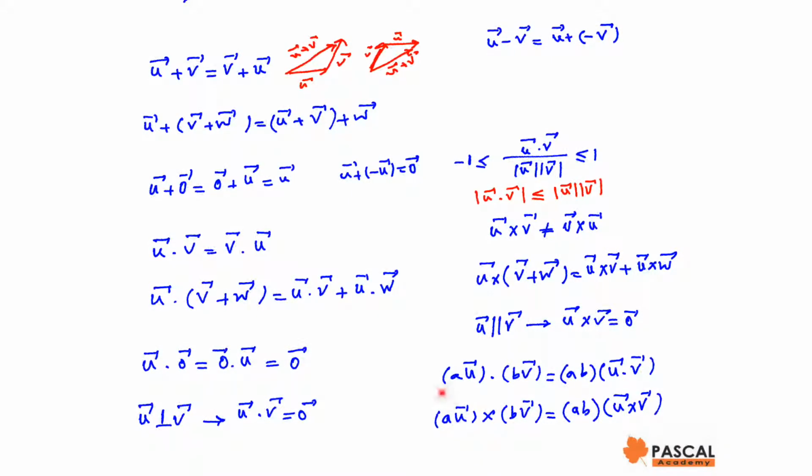There are two more properties. A and b are two numbers. Au dot bv or au cross bv is ab times u dot v or ab times u cross v. We are using these properties a lot, and in the next lecture I'm going to prove a couple of those.